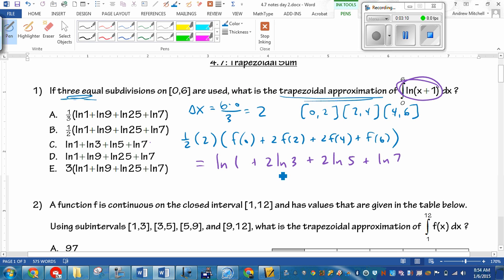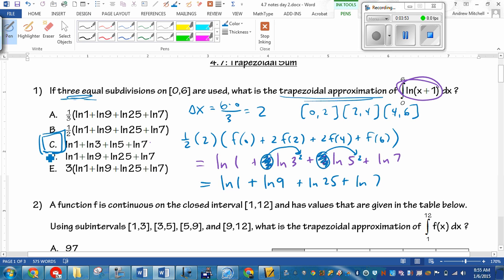Well, these are logs, right? They're natural logs. So let's think about properties of natural logs. Remember, the property of logs: if we have a number out in front of the log, we can rewrite it as an exponent inside the log. So instead of 2 natural log of 3, we can take this 2 and make this natural log of 3 squared. Same here. We take that 2 and make it an exponent on the inside. That's exactly right. So we end up with natural log of 1 plus natural log of 9 plus natural log of 25 plus natural log of 7, which comes out to be C.